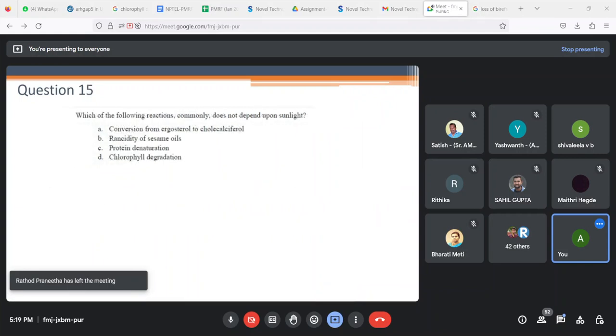Moving to question 15. Which of the following reactions commonly does not depend upon sunlight? So any clue? Conversion from ergosterol to cholecalciferol, rancidity of sesame oils, protein denaturation, and chlorophyll degradation.